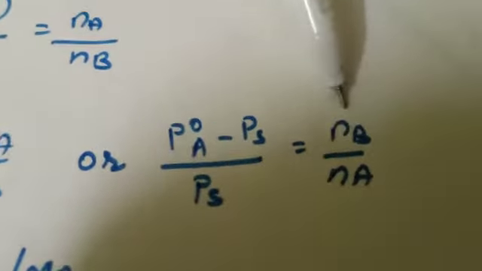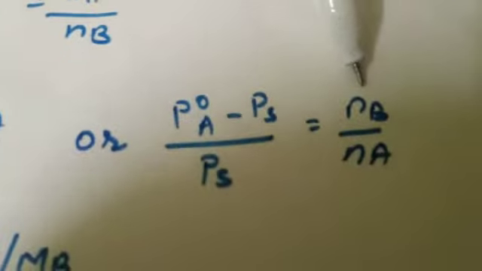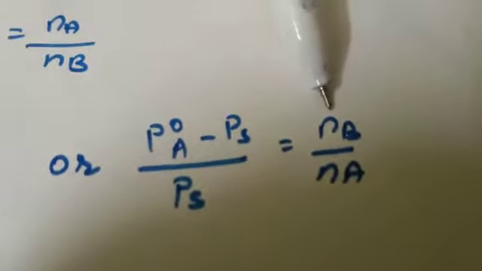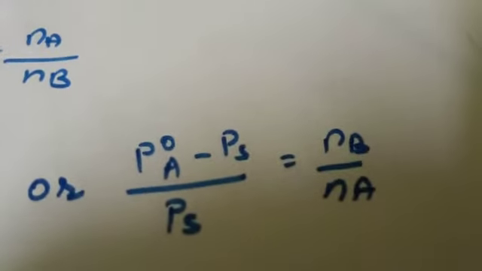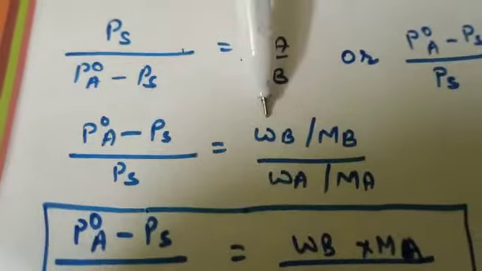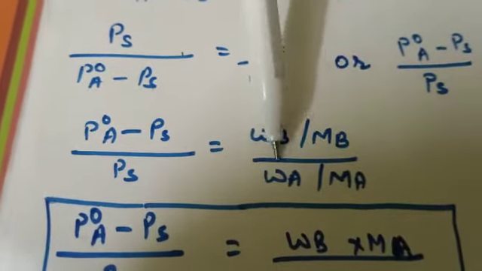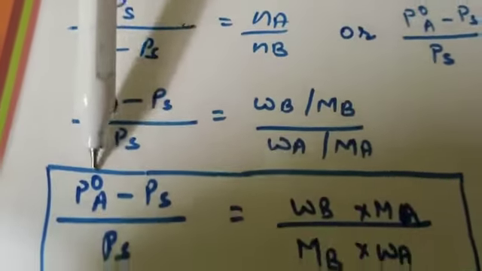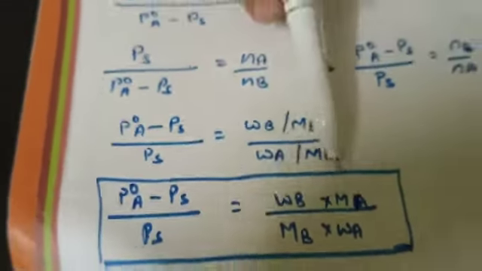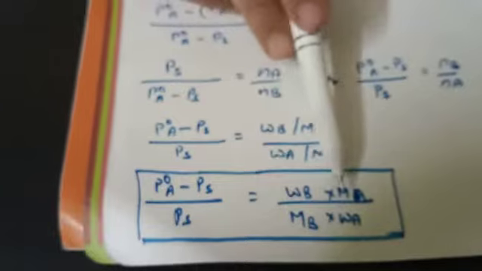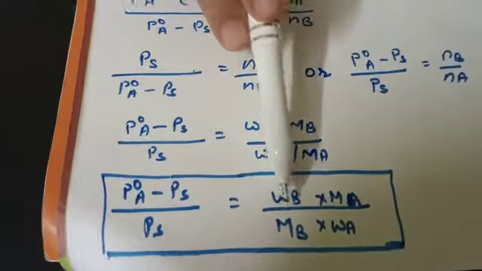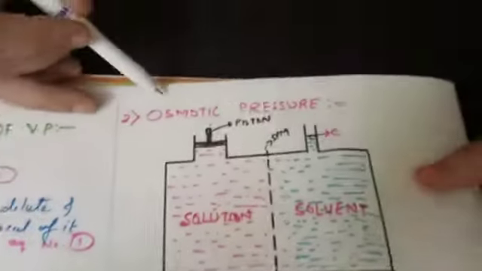I have told you that n represents the number of moles, hence the number of moles can be calculated by the formula given mass upon molecular mass. Hence the equation comes to be (P°A minus Ps) upon Ps equals (Wb upon Mb) upon (Wa upon Ma). The final equation comes to be (P°A minus Ps) upon Ps equals Wb into Ma upon Mb into Wa. From this formula I can calculate the value of Mb. Now the second is osmotic pressure.